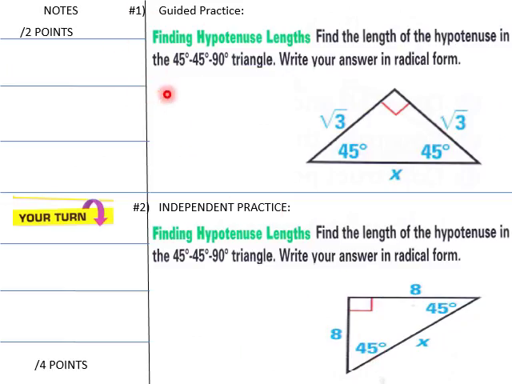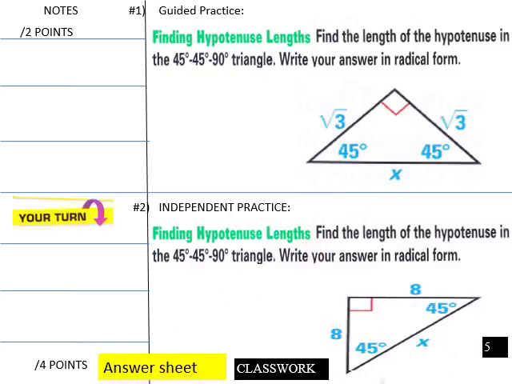Okay, our first guided practice, find hypotenuse lengths. Find the length of the hypotenuse in this 45-45-90. Students, this is yours down here. Teachers, give your students about 3 to 4 minutes to do this one.